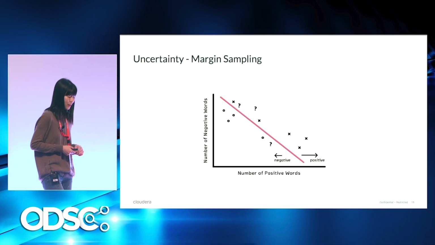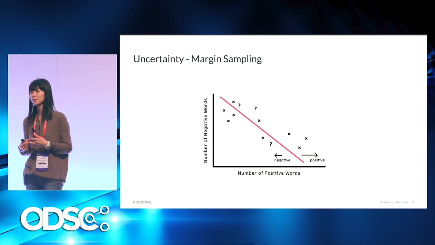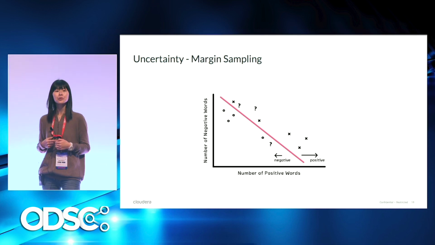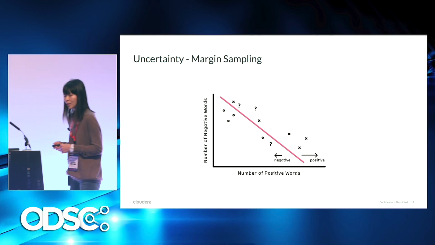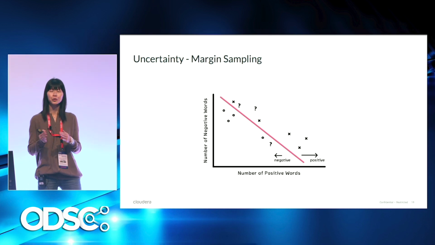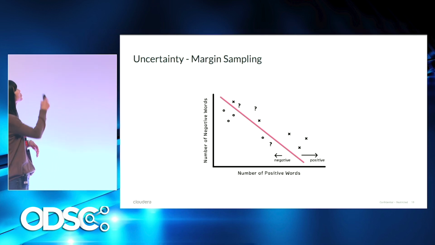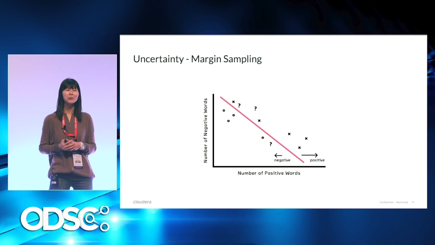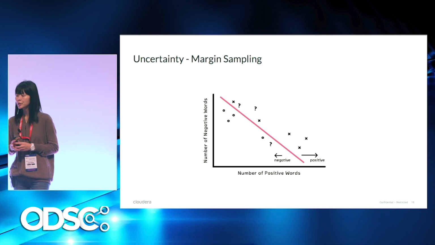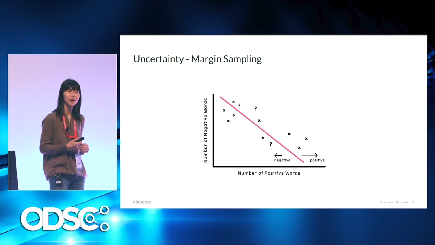Now, earlier I said that these models pick out points that it has difficulties with. So points that are difficult can be thought of as points that the model is uncertain about. And one way to quantify uncertainty is to use the notion of margin sampling. Let's use an example. Assume I'm trying to build a very simple classifier to classify reviews into positive or negative reviews. And assume that my classifier gives me a very nice linear decision boundary as shown in pink. And assume that my model only takes in two features, the number of positive words and the number of negative words. Now, everything to the right of this decision boundary will be classified as positive. Everything to the left will be classified as negative.